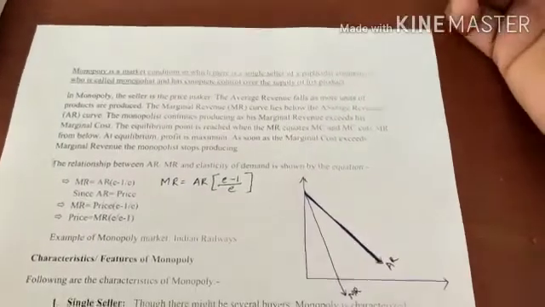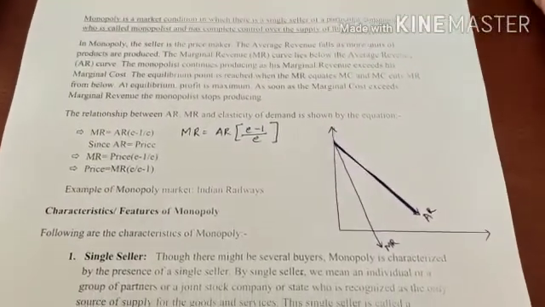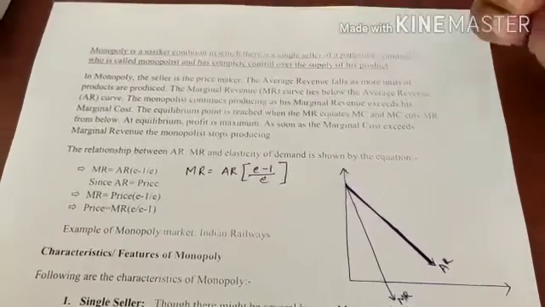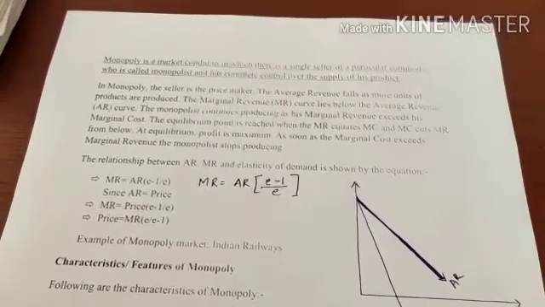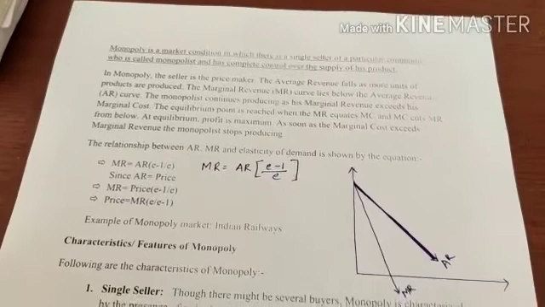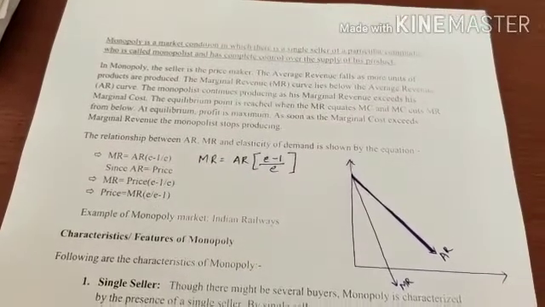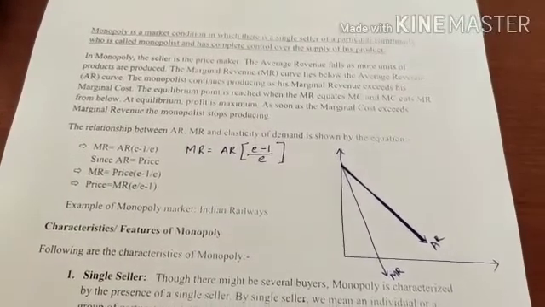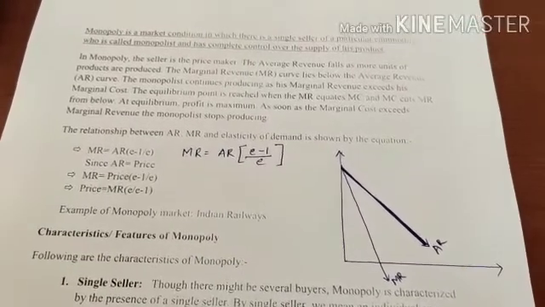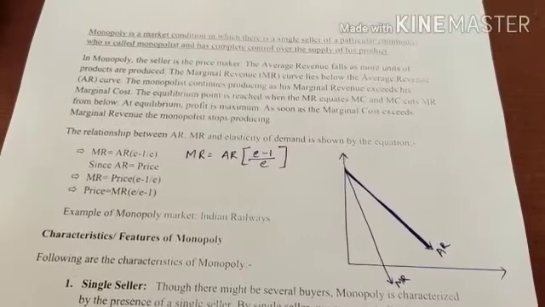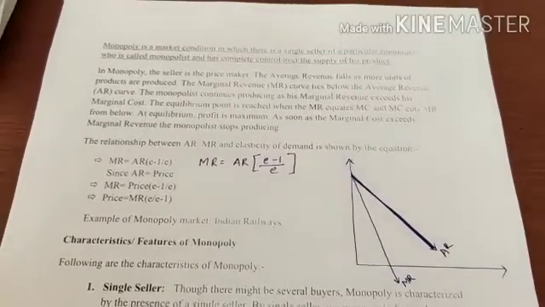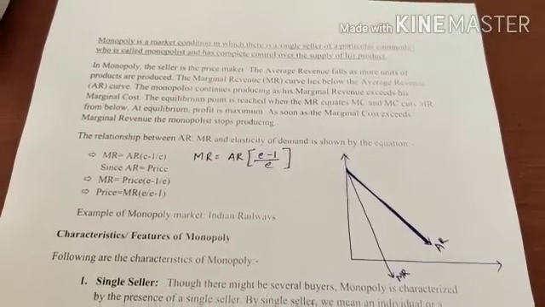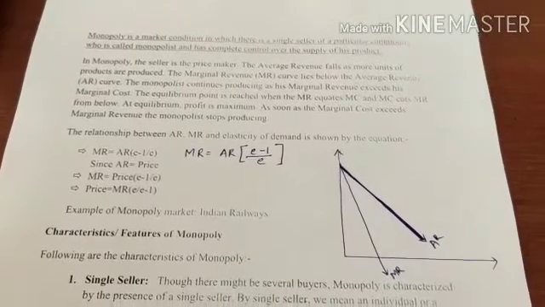Now let's look here. Other than that, what else is there? Let us see. Apart from this, we see that the average revenue falls as more units of products are produced. As more and more units of products are produced, the average revenue falls. So the seller will produce an optimal amount of product so that his average revenue does not fall.